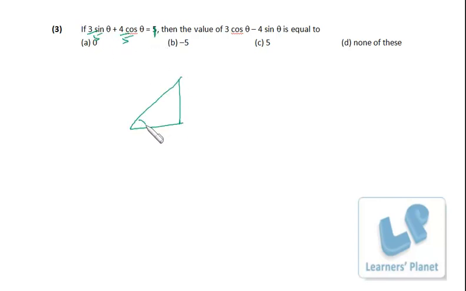I take this triangle, assume this angle to be x, because theta is already used. So now this is 3, this is 4, and this is 5. So 3 by 5 is cos x. So cos x sin theta plus sin x cos theta. That means sin of theta plus x is equal to 1. That means theta plus x is equal to, I can say, 90.